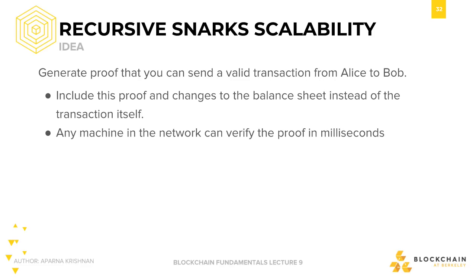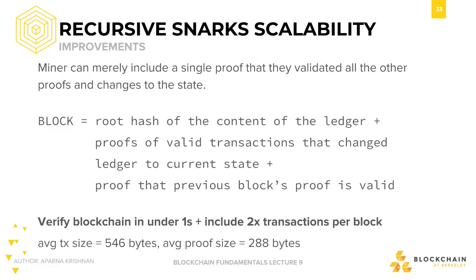We'd like to generate a proof that you can send a valid transaction from Alice to Bob. We want to include this proof and the changes to the balance sheet instead of the transaction itself, because we don't want to include the transaction. Any machine in the network can verify that proof really, really quickly. Does that make sense? That general premise? Why this would be an improvement is that miners can merely include a single proof that they validated all the other proofs, and the changes to the state.